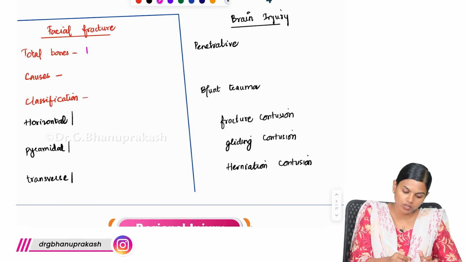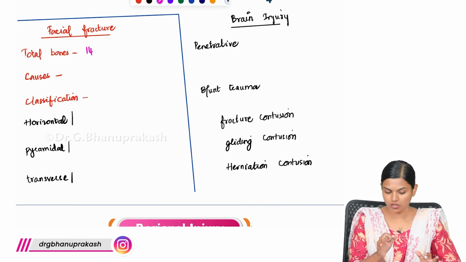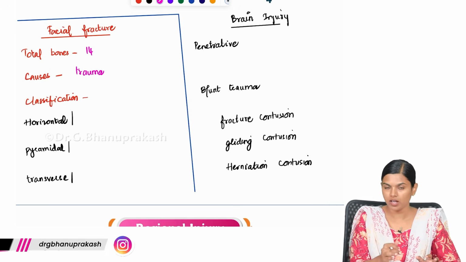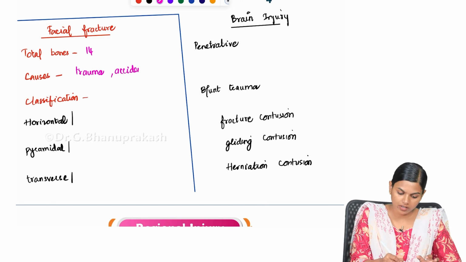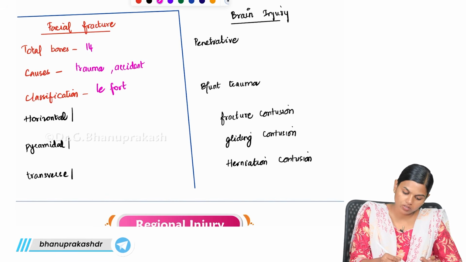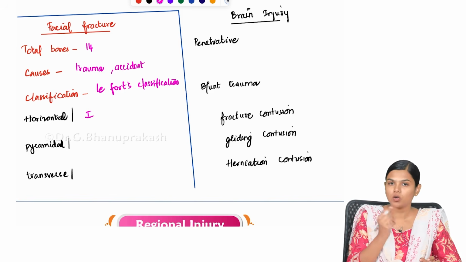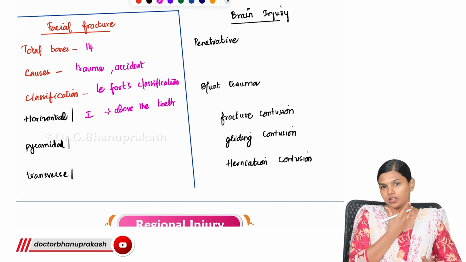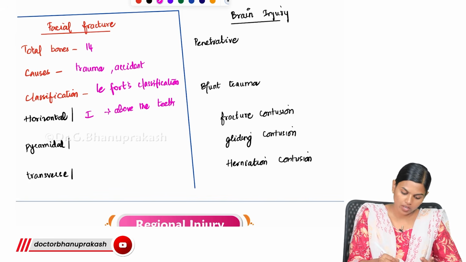Facial bones, you have totally 14 bones, and all the bones can get fractured because of direct trauma to the face or any accident. The classification is known as Lefort's classification. You have basically 3 types. First, Lefort 1 is a horizontal fracture. It will go immediately above the teeth, horizontally, below the nasal bone. So above the teeth, below the nose.